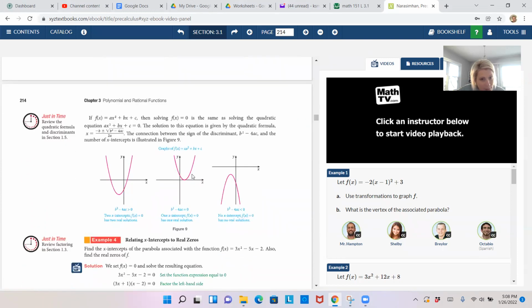We're going to do more about that too. And then there's a way for us to tell exactly how many x-intercepts we could have. So the discriminant is this piece right here where my mouse is. It says b squared minus 4ac.